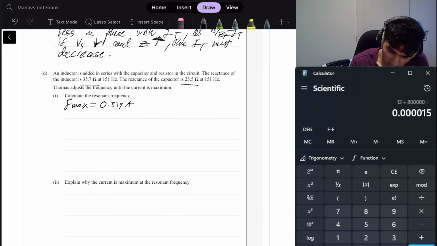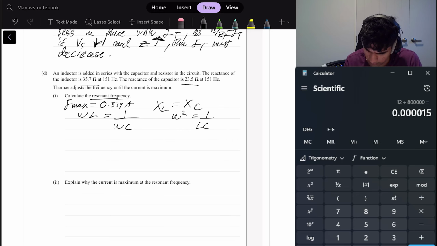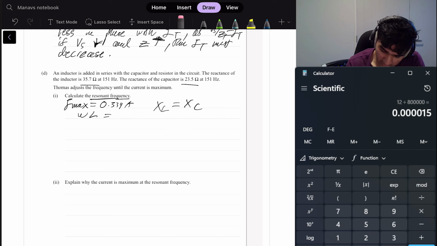Okay, so we need to calculate the resonant frequency. Resonant frequency will occur when XL equals XC. Thus, omega L will equal 1 over omega C. So omega squared will equal 1 over LC. I think I need to find L and C. Actually, I don't really like this one. I'm not going to use this idea.